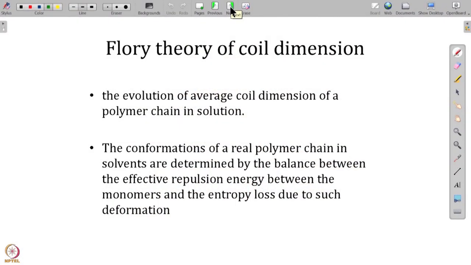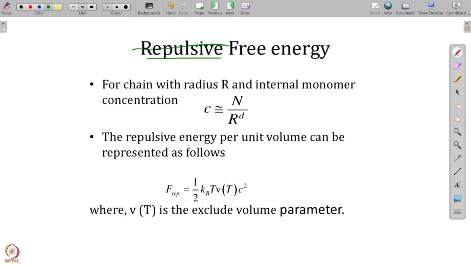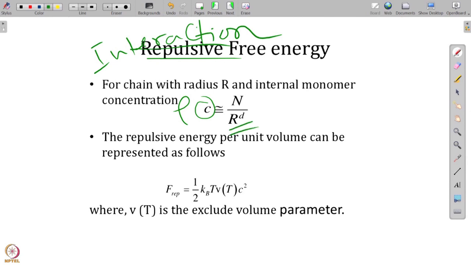Flory used this again to develop the interactions and the evolution of the coil dimension of the polymer. Now, this is not just effective repulsion energy, but effective interaction energy, and we will see that it can be both positive and negative, both attractive and repulsive. As we just discussed before, the density or concentration, I can as well call it density rho, but concentration C is the total number of monomers divided by the volume R to the power D, where D is the dimension.